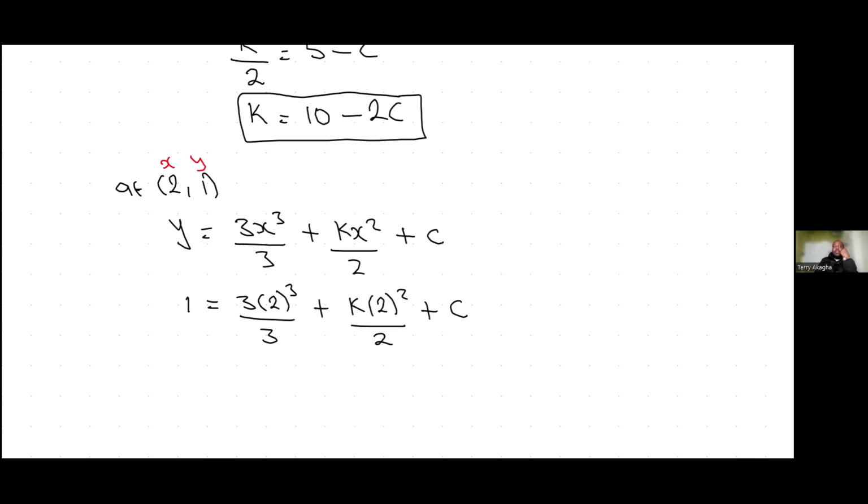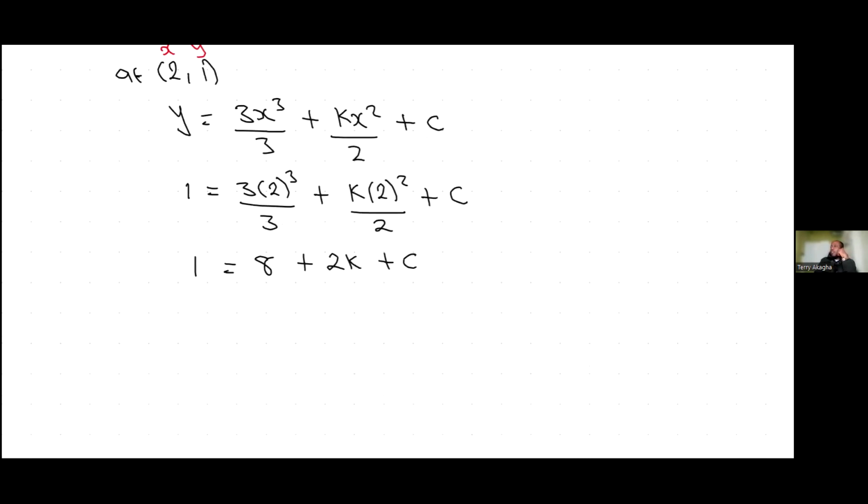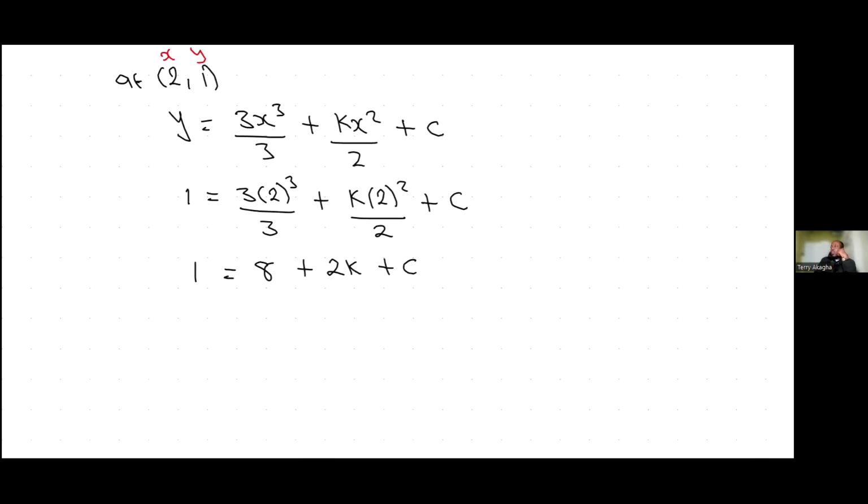So we can now break this down. When you simplify this, 1 will be equal to 8 plus 2 squared divided by 2, which will give you 2k, plus c. I take all this to the other side to leave k. So 2k is going to give us 1 minus 8 minus c, and that'll give us 2k is equal to minus 7 minus c. So this is the second equation.